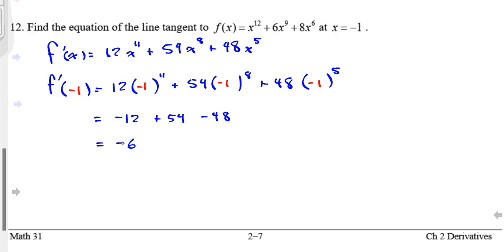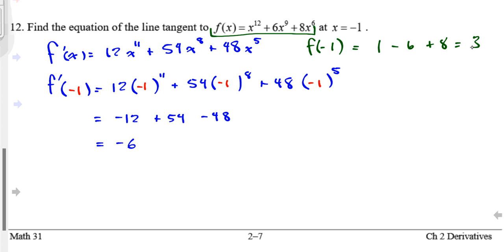Okay, so now, if I'm going to use the point slope form, I need a y-coordinate. So I haven't done that yet, so I need to come back to this original function here and say, well, what is f of negative 1 equal to? So I can find the y-coordinate. So that'll give me a 1 minus 6 plus 8. So give me 9 minus 6, which is 3. So there's the y-coordinate that goes with that x.